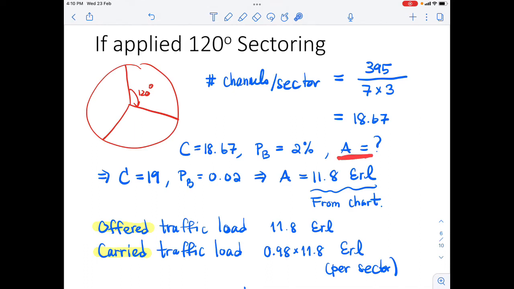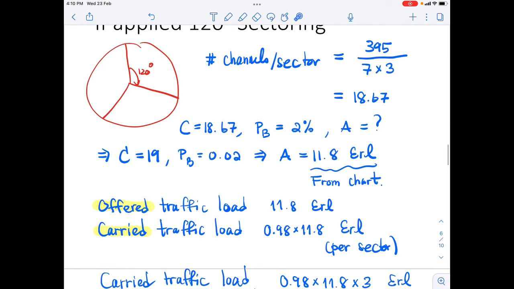The question is, what is the offered traffic intensity? Now we're going to use the chart, and when we use the chart, the number of channels has to be an integer, so we're going to round this to 19. The number that we get at the end is an approximation, but I think it should be close enough to the actual answer, so we should be fine. Blocking probability is 0.02. Now from the chart we obtain that the offered traffic intensity is 11.8 Erlang.